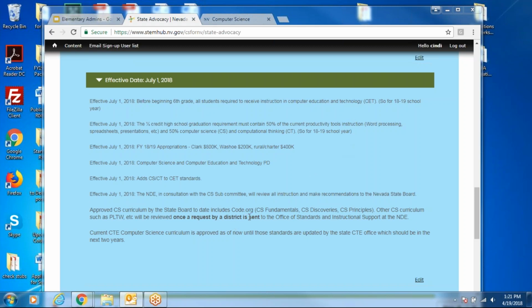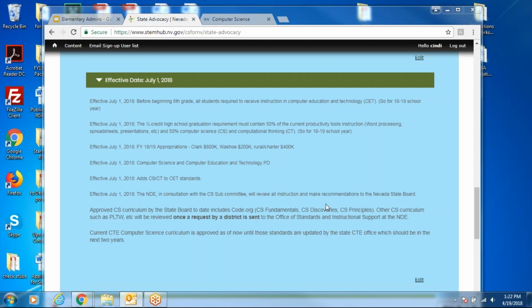Okay, currently the approved curriculum for computer science by the state board includes the code.org suite, so the CS fundamentals for elementary, CS discoveries for middle, and CS principles for high school. If there is other computer science curriculum, such as Project Lead the Way or something else that comes along that districts would like to implement, say at your schools a teacher approaches you that they would like to use such and such, then you let your district curriculum folks know, and they can go through that process of getting it vetted and approved through the state.